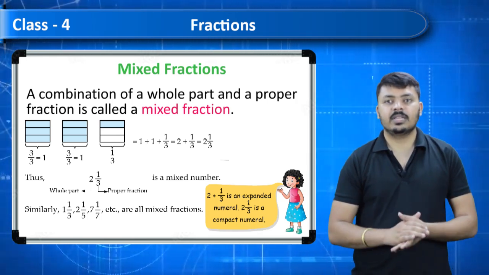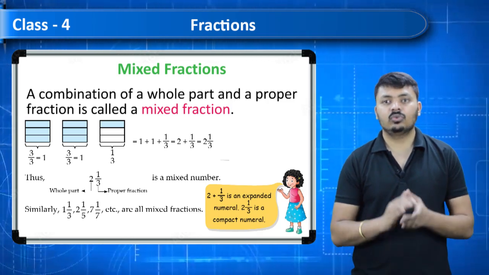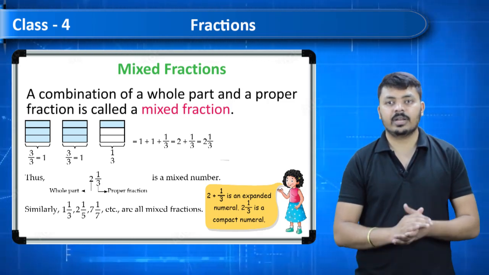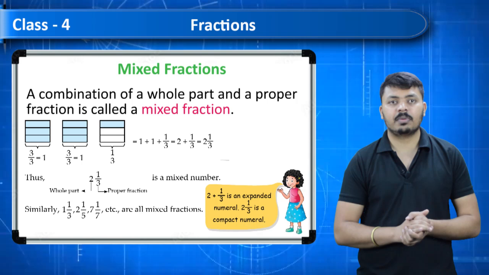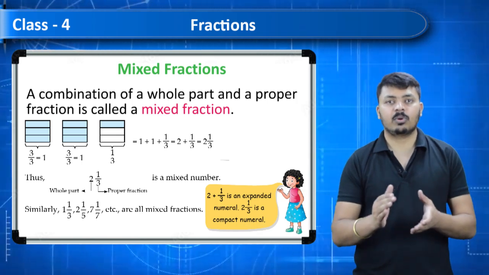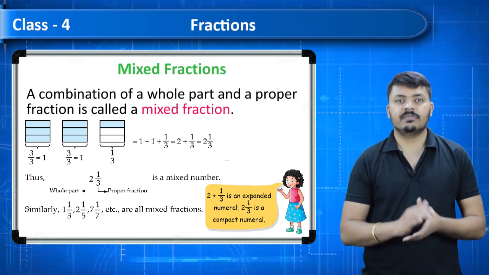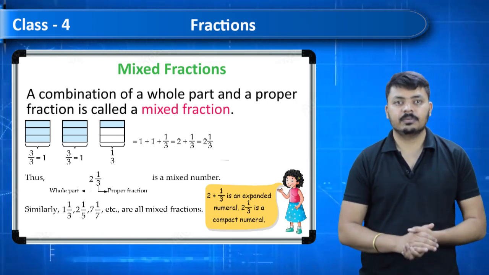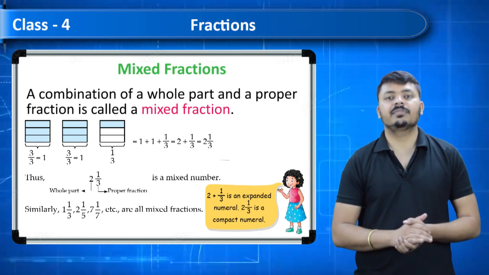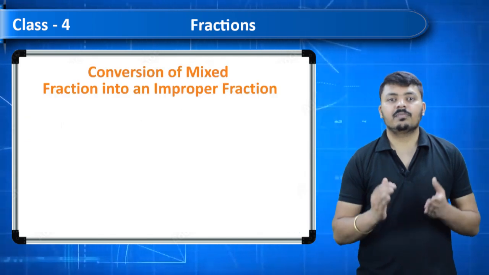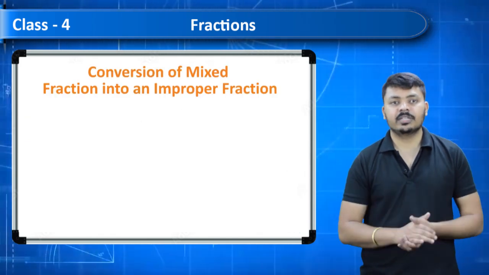2 plus 1/3 is an expanded numeral, 2 1/3 is a compact numeral, where 2 is a whole part and 1/3 is a proper fraction. Similarly, 1 1/3, 2 1/5, 7 1/7, etc. are all mixed fractions.